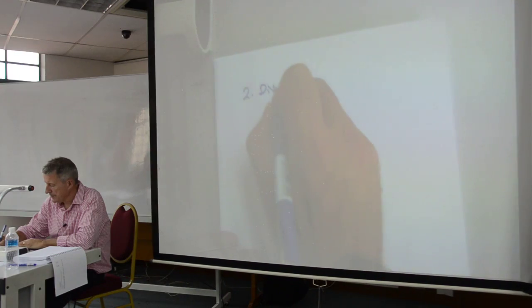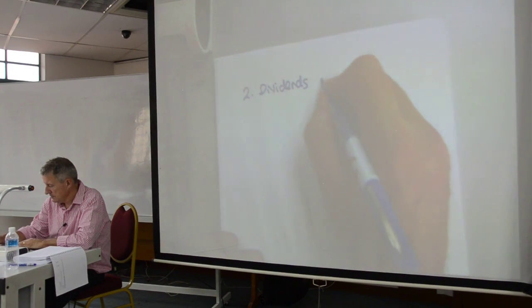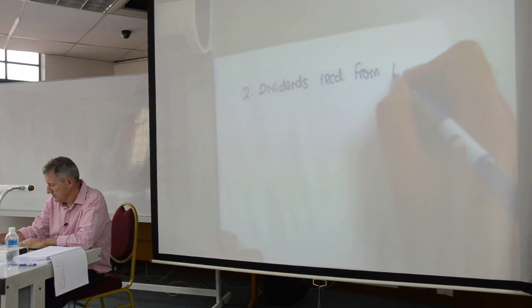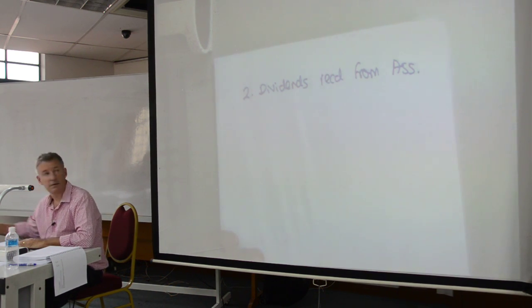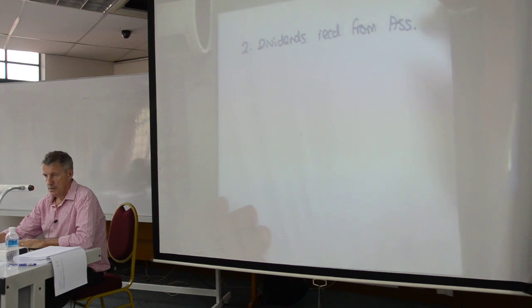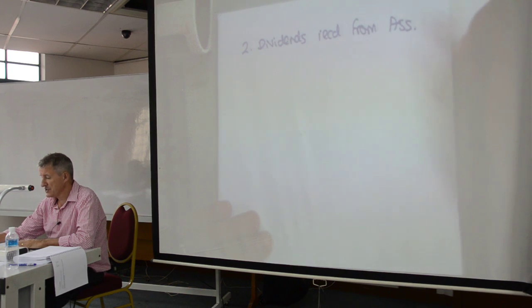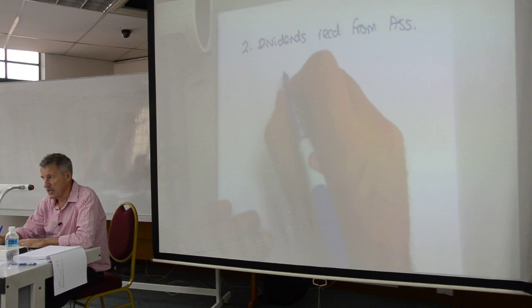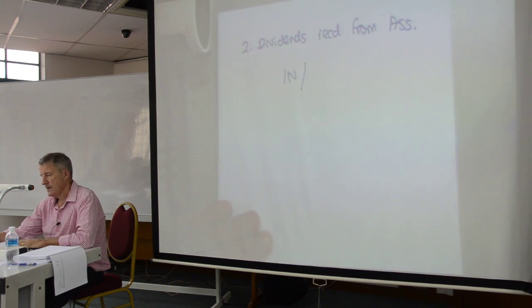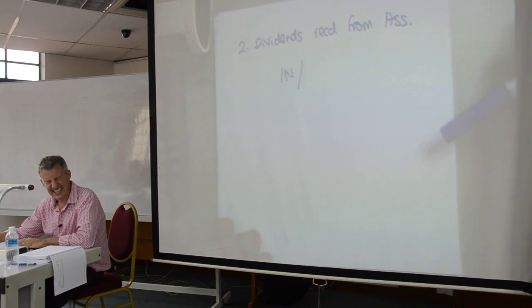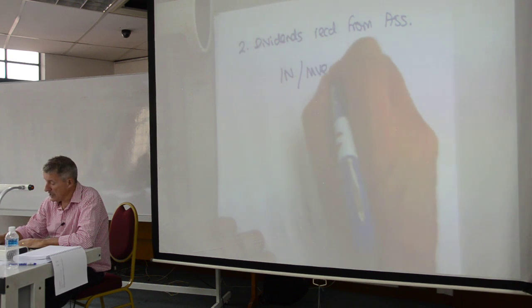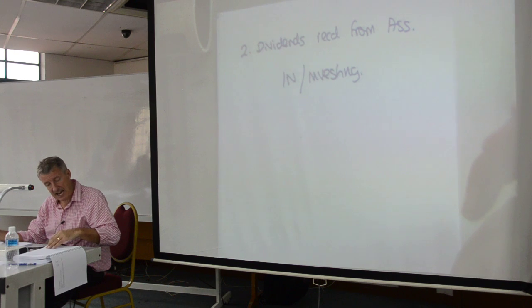Second new thing, dividends received from associate. In or out? If you've received a dividend from the associate, is that cash in or cash out? Cash in. Having invested in the associate and then you receive a return, a dividend on your investment, would that be operating, investing, or financing? Investing. So the cash flow that we are calculating is cash in, which is an investing activity.